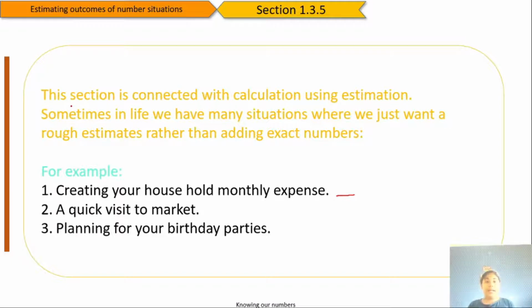Sometimes in life we have many situations where we just want a rough estimation than adding, subtracting or multiplying the exact number. For example, when you create your household monthly expenses, you normally have a rough idea what it will be. A quick visit to the market. We also have a rough idea about this because each month we buy almost the same things, or maybe if you're having a party you need something more, but mostly we buy the same things every month, so we have a rough idea of what the cost will come out as.